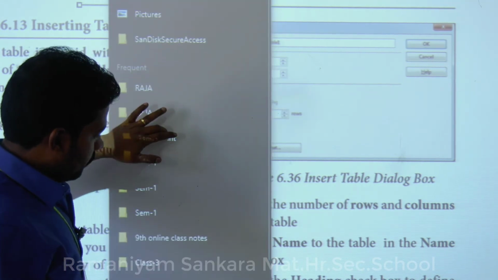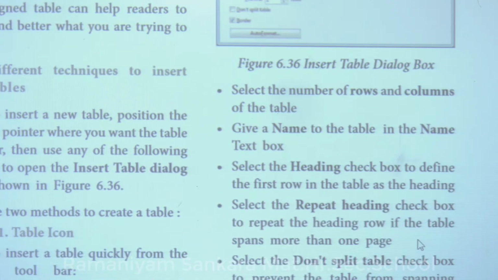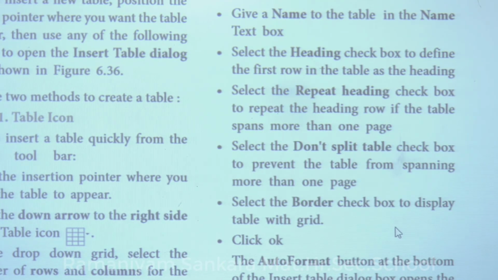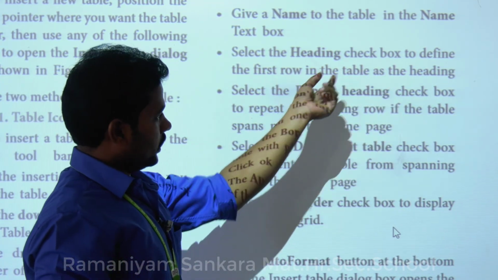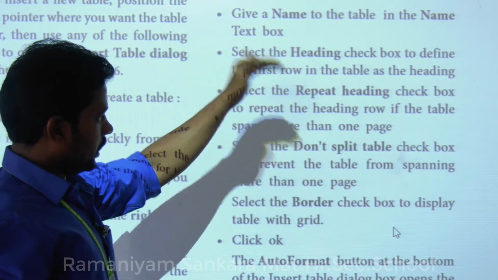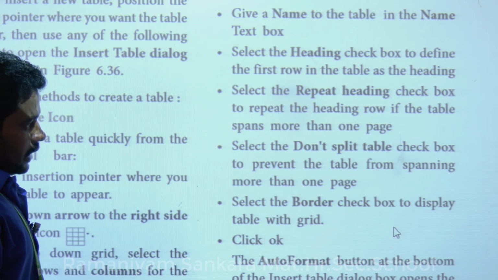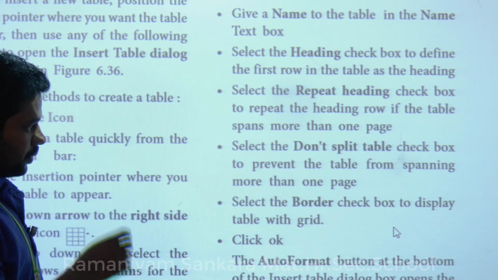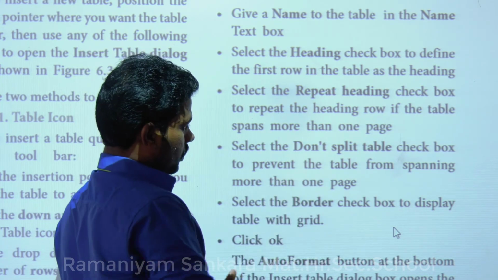In a similar way, according to the table content, you can give a name. After giving the name, the next pointers: select the heading checkbox to define the first row in the table as the heading. Select the repeat heading checkbox to repeat the heading row if the table spans more than one page. Select the don't split table checkbox to prevent the table from spanning more than one page.